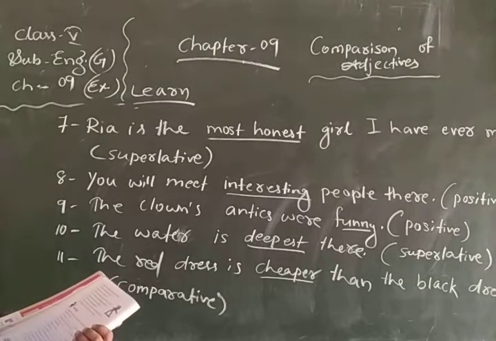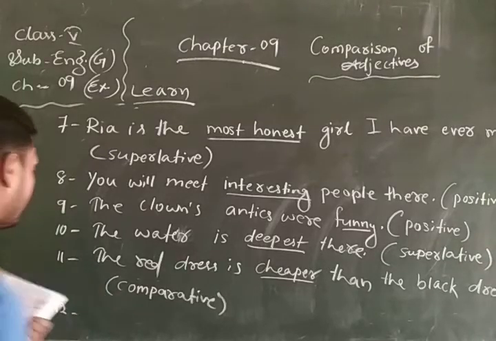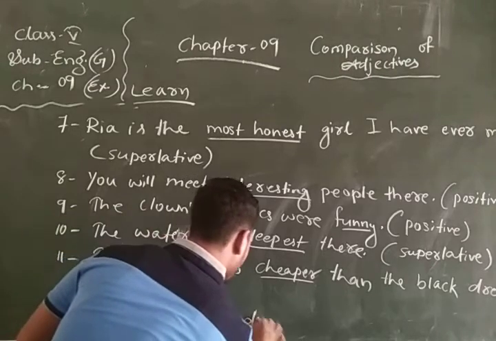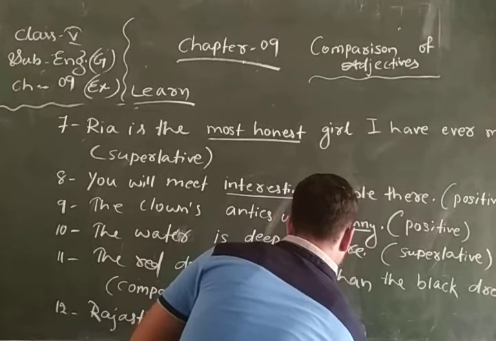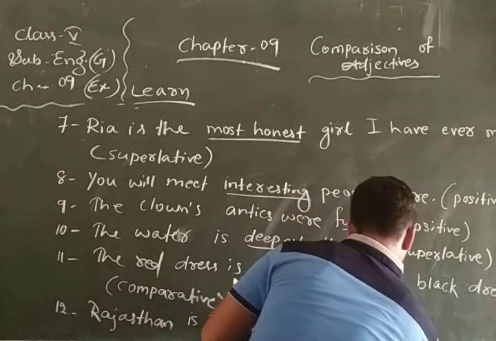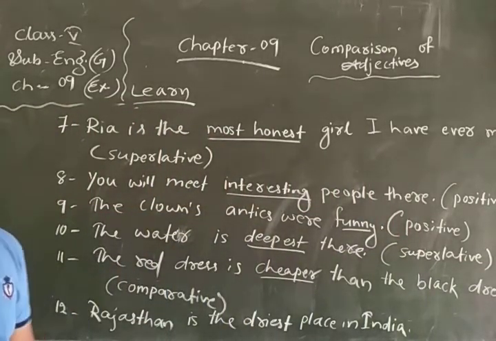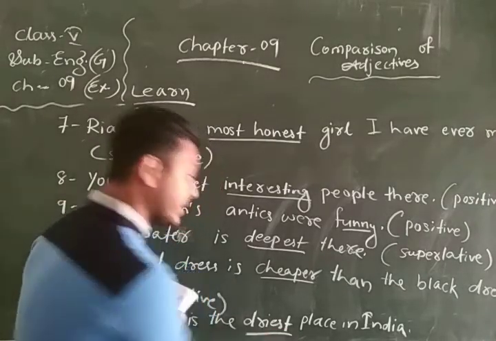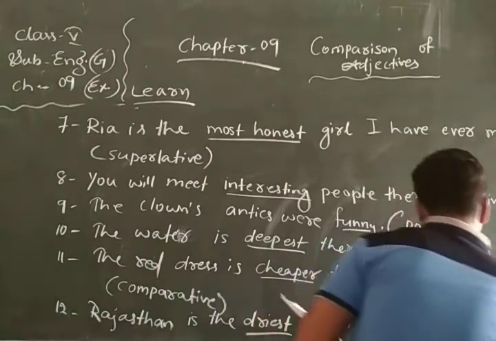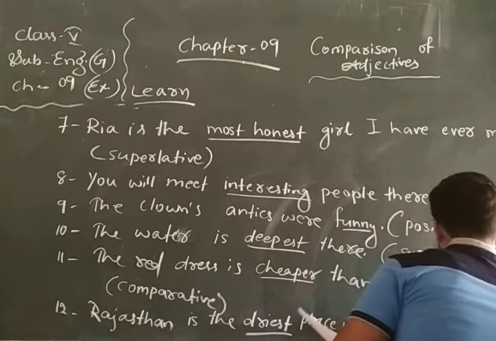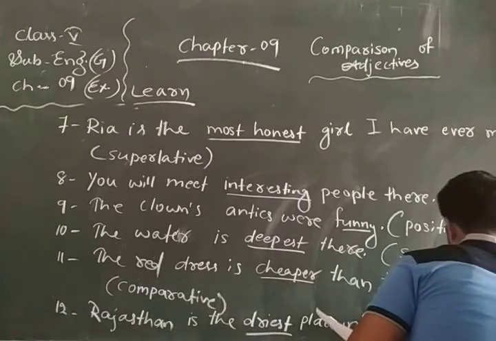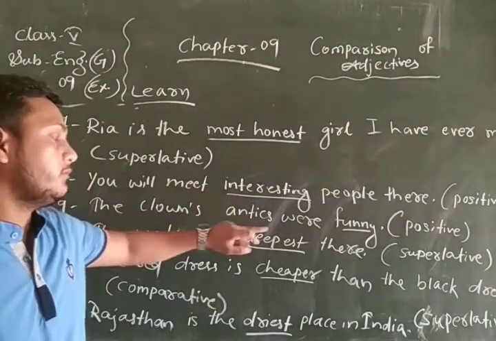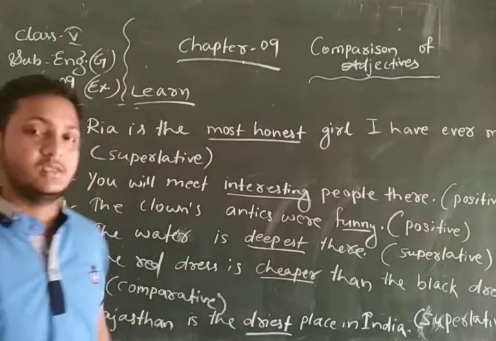Okay, Rajasthan is the driest place in India. ठीक है, तो इसमें से बताओ कौन सा ये मॉडिफायर है. इसमें मॉडिफायर है ड्राइएस्ट. ओके, विच इज इन विच फॉर्म, सुपरलेटिव फॉर्म. ठीक है, तो देखो मोस्ट ऑनेस्ट सुपरलेटिव फॉर्म, इंटरेस्टिंग, पॉजिटिव, फनी, पॉजिटिव, डिफरेंट, सुपरलेटिव, चीपर, इट इज द कंपैरेटिव एंड ड्राइएस्ट इज द सुपरलेटिव फॉर्म.